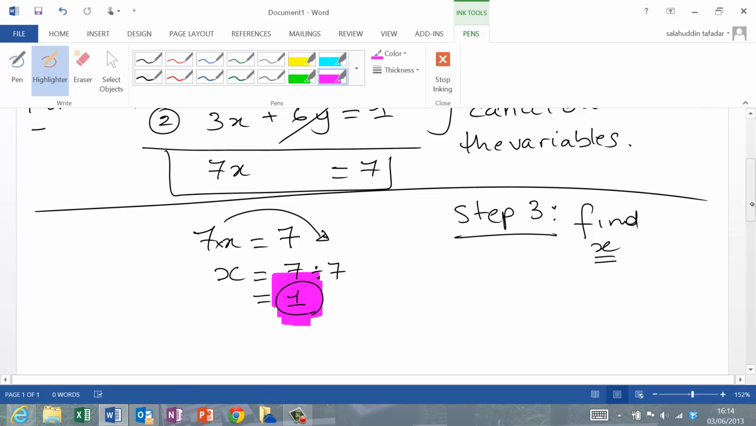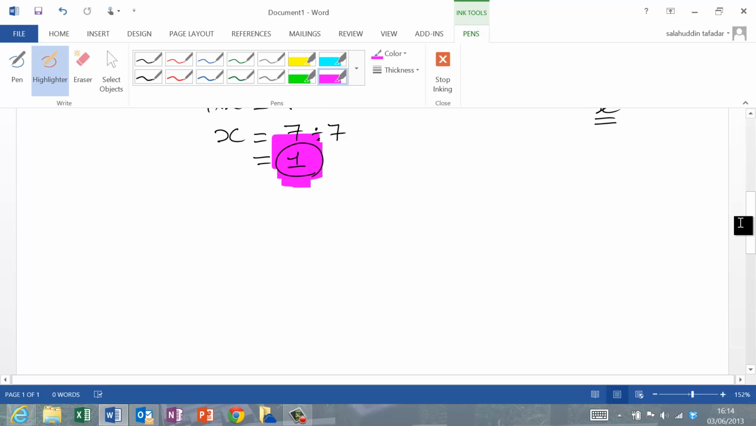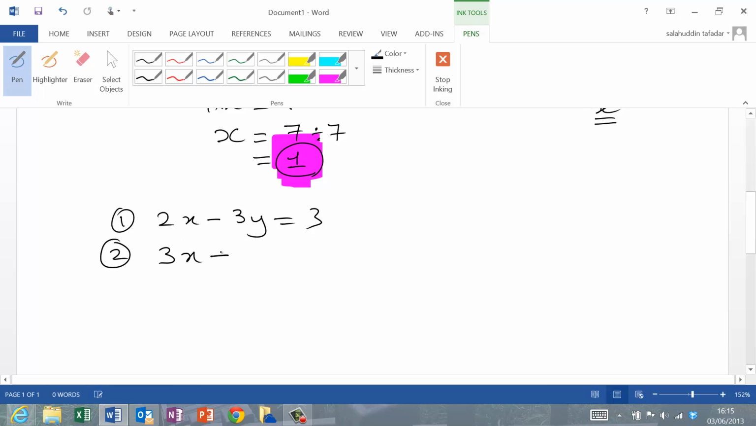Now, we're not completely done because when you are solving simultaneous equations, you have to find two answers. The value for x and also the value for y. So now I'm going to show you how to find the value of y. We know equation number 1 is 2x minus 3y, which is equal to 3. And equation number 2 is 3x plus 6y, which is equal to 1.